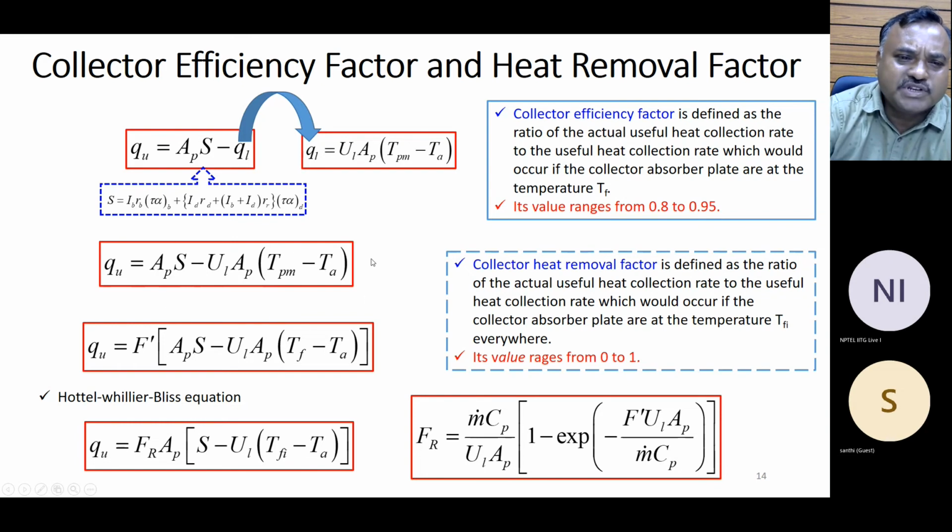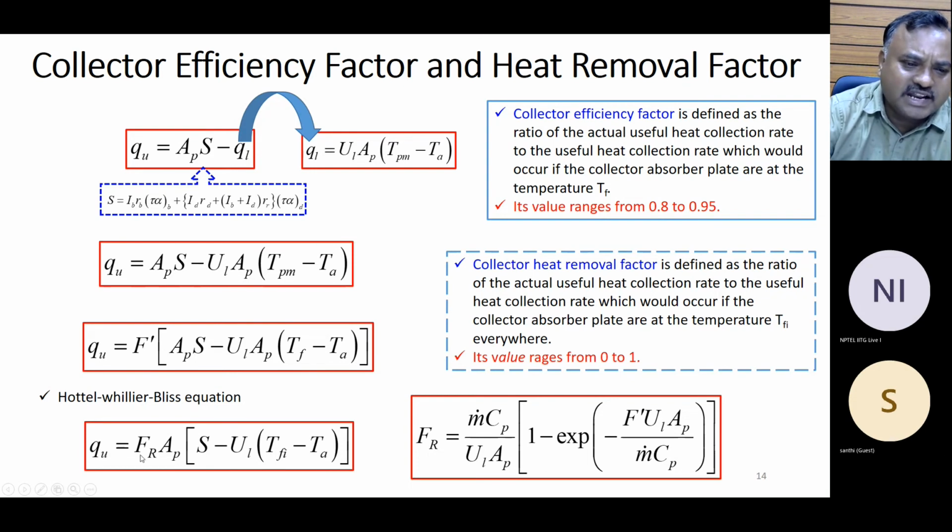So if you notice it very critically, then you can see here the change in temperature difference. Here is the TPM minus TA and here is the TF minus TA. So TF is the fluid temperature, right? Further this can be modified, and this was first done by Hottel-Whillier-Bliss, and that's why this equation is known as the Hottel-Whillier-Bliss equation.